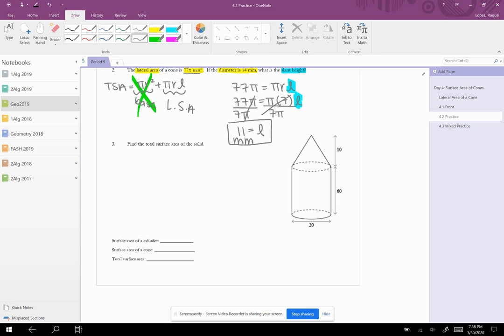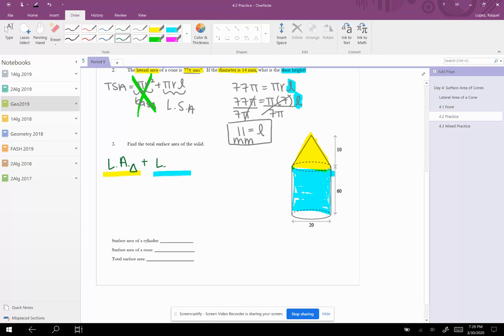Okay, welcome back. So I see right now that I have a cone on top. That tells me that I'm going to need the lateral surface area of a cone, plus the lateral area of a cylinder.